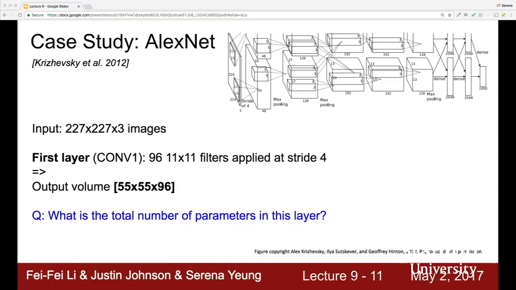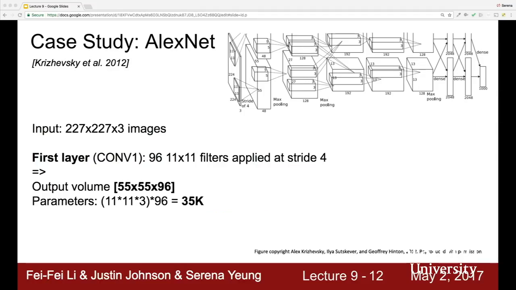OK, and what's the total number of parameters in this layer? So remember, we have 96 11 by 11 filters. 96 by 11 by 11. Almost. So I heard another by 3. Yes, that's correct. Each of the filters is going to see through a local region of 11 by 11 by 3, because the input depth was 3. That's each filter size times we have 96 of these total. And so there's 35K parameters in this first layer.